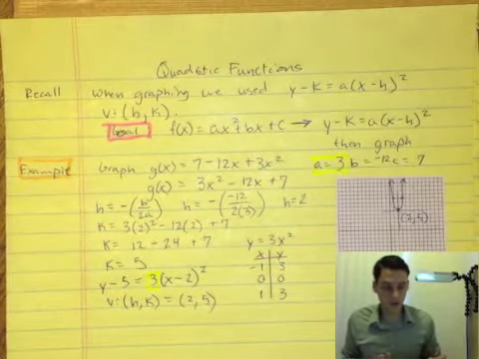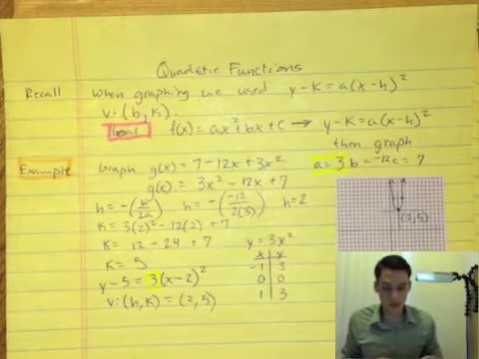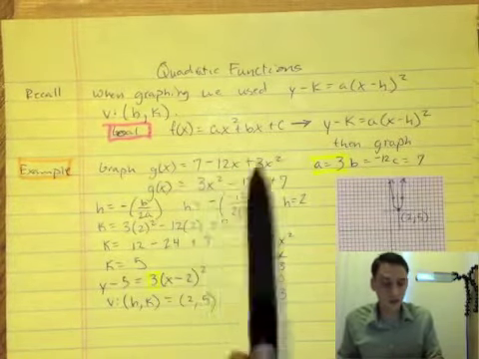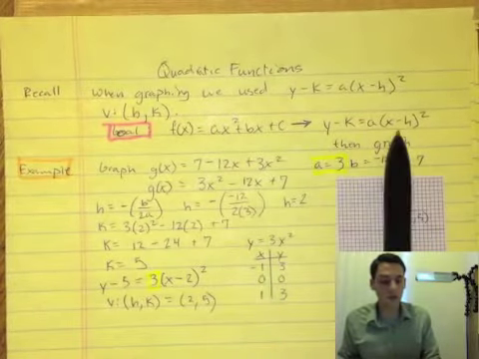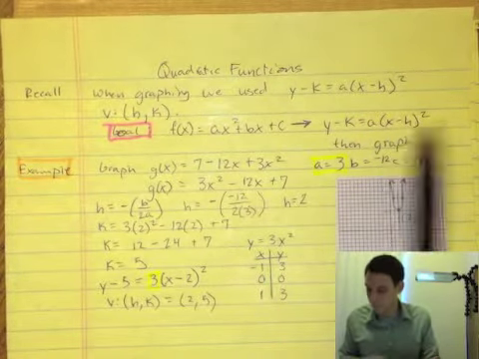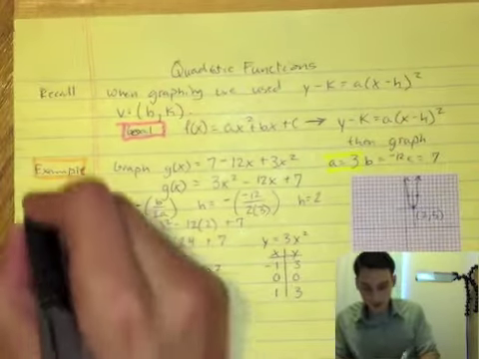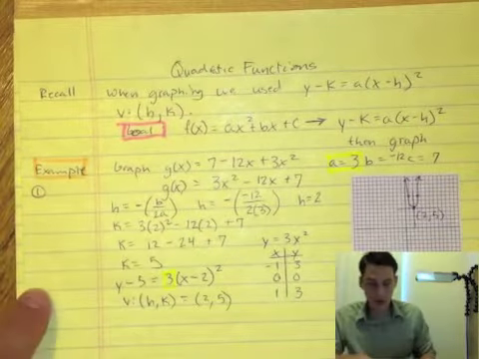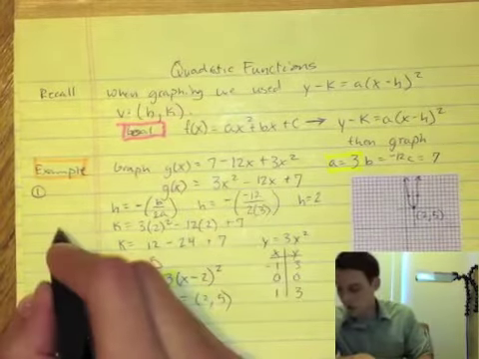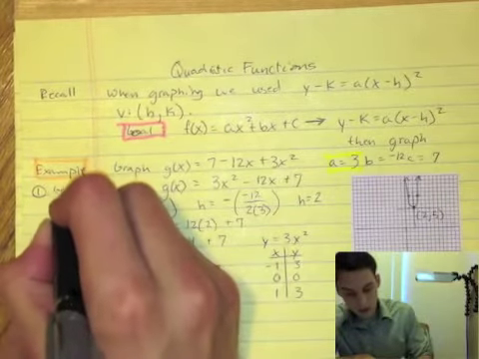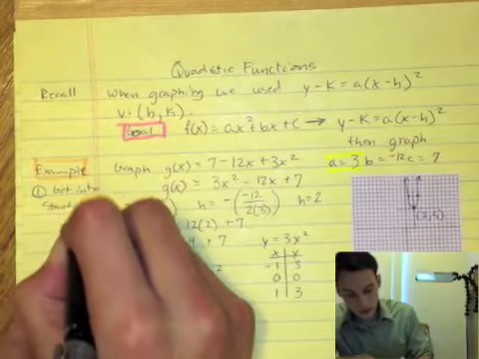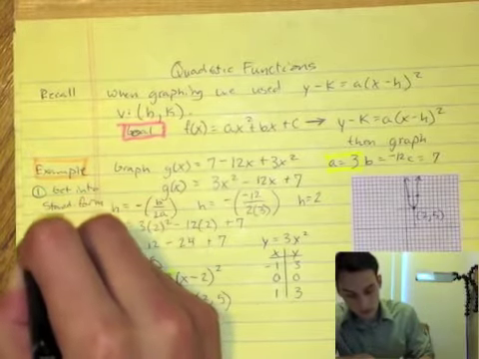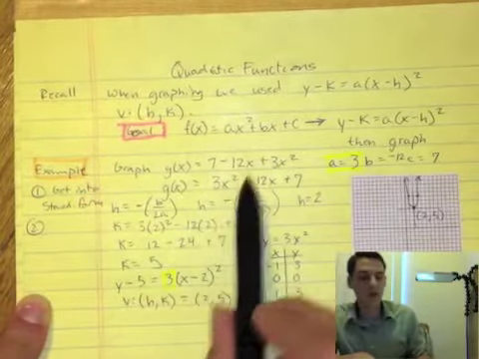Nothing really different from last section, except for we're going from this form into this form. So standard form into the form we were using for graphing. So let's write down the steps. Step 1, get into standard form. So we took g of x, put it into standard form.